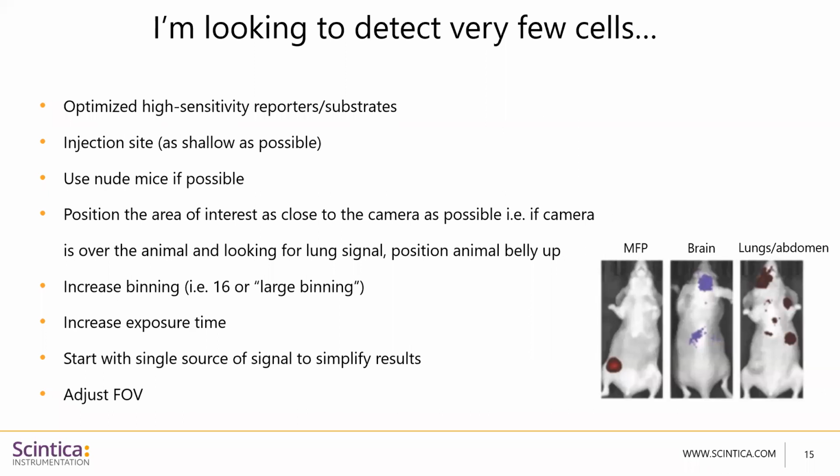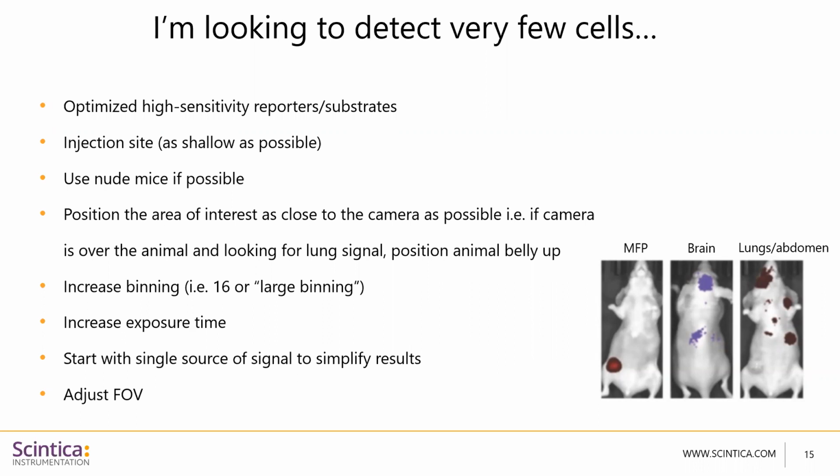You can also try to increase the binning. This is essentially the grouping of pixels. The higher or larger the binning, the more you improve your sensitivity. You can also increase your exposure time. The longer you image, of course, the more light you can collect.